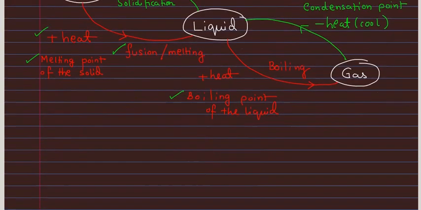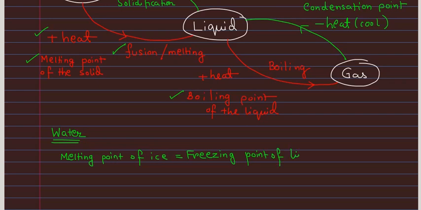It is interesting and important as well for you to know the different values of this melting point, freezing point and so on, especially for the case of water. So for water, the melting point of ice is equal to the freezing point of liquid water, and that is 0 degrees Celsius.